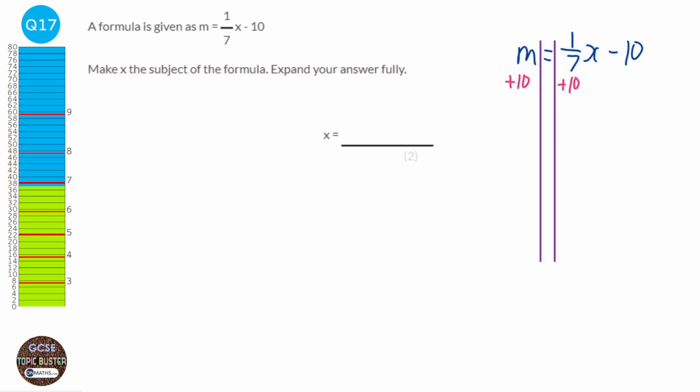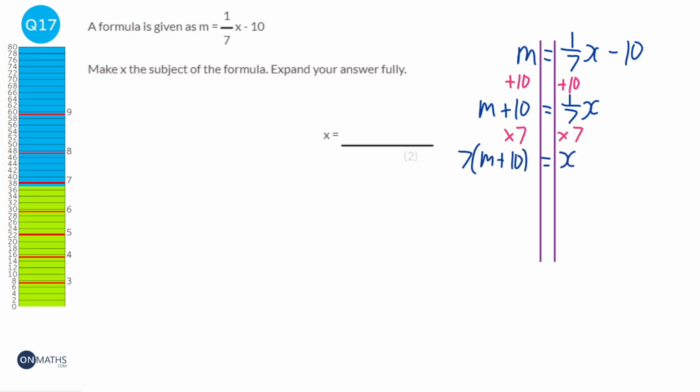Okay, so we're left with m plus 10 on the left hand side, and we've got 1/7 x on the right hand side. Now to get rid of the 1/7, what I can do is just times both sides by 7. So 7 brackets m plus 10 equals x. So x therefore would equal 7 brackets m plus 10, but it says expand your answer fully, so we just go expand the brackets, 7m plus 70.